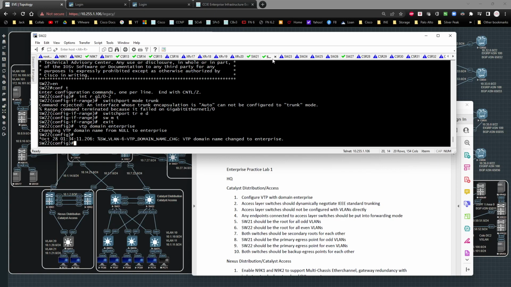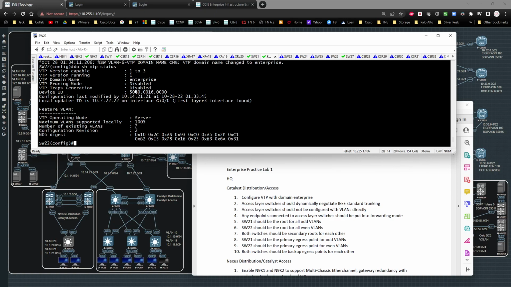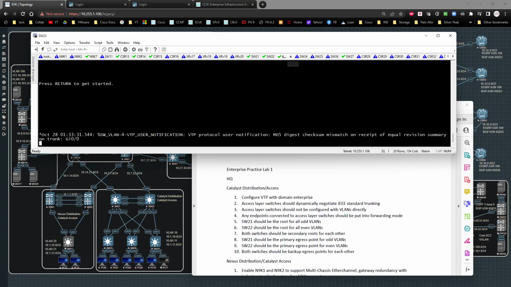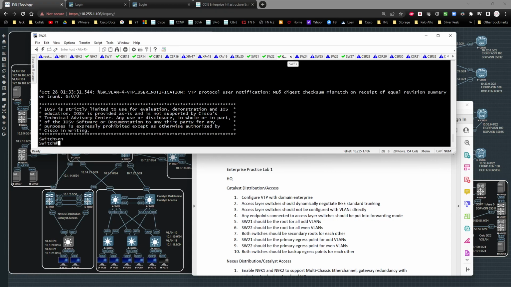Because if I come over here and do show VTP domain or status, it does say enterprise. And if we do a show VLAN brief, we can see that 10 and 11 are coming through. So we know the propagation worked because these propagated up this way. Now if I go down to 23, 24, and 25, it says there's an MD5 digest VTP protocol.